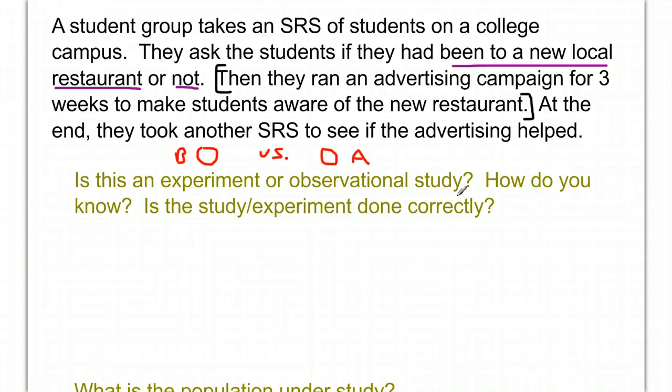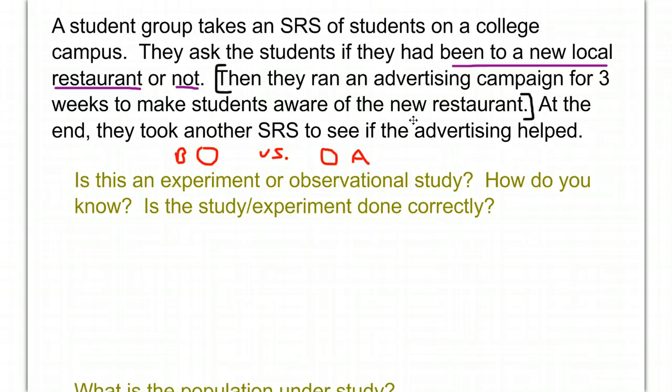Is this an experiment or an observational study? How do you know? The important thing to realize is that if it doesn't have all of the elements of a correctly done experiment, you're looking at an observational study. So there is no random assignment. There is no control group that people are being put into. They don't have a group of people that are not advertised to and a group that is advertised to. They collect data, they advertise to everyone, and then they collect data again.